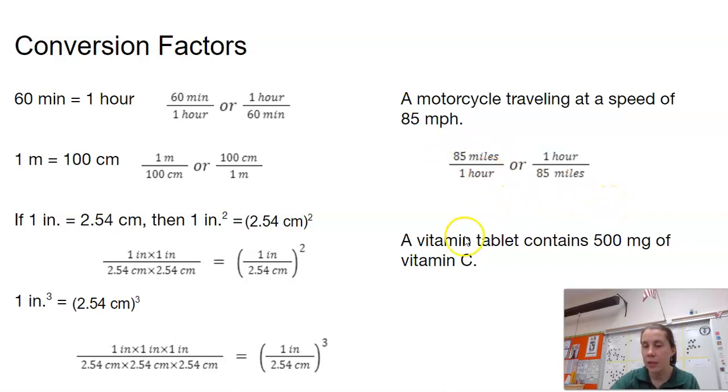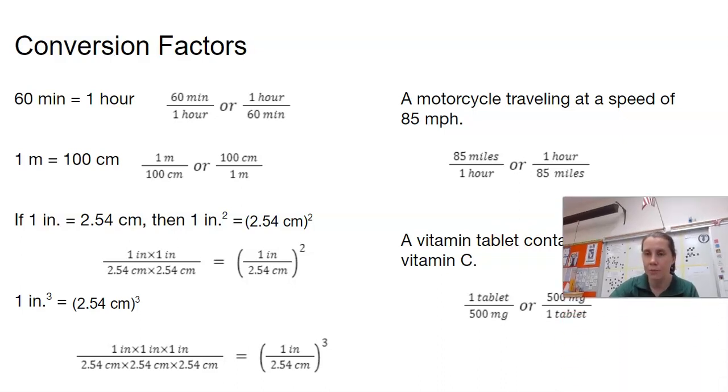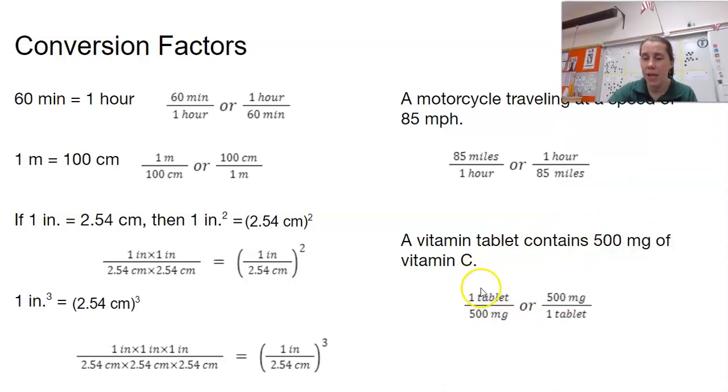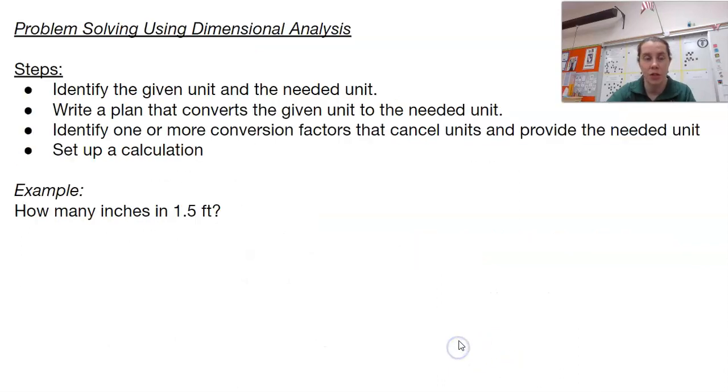Similarly, if we have a vitamin tablet and it contains 500 milligrams of vitamin C, we can write that as a conversion factor. We can say that one tablet is 500 milligrams, or there are 500 milligrams in one tablet, depending on which one suits our purposes. So now let's use these conversion factors.